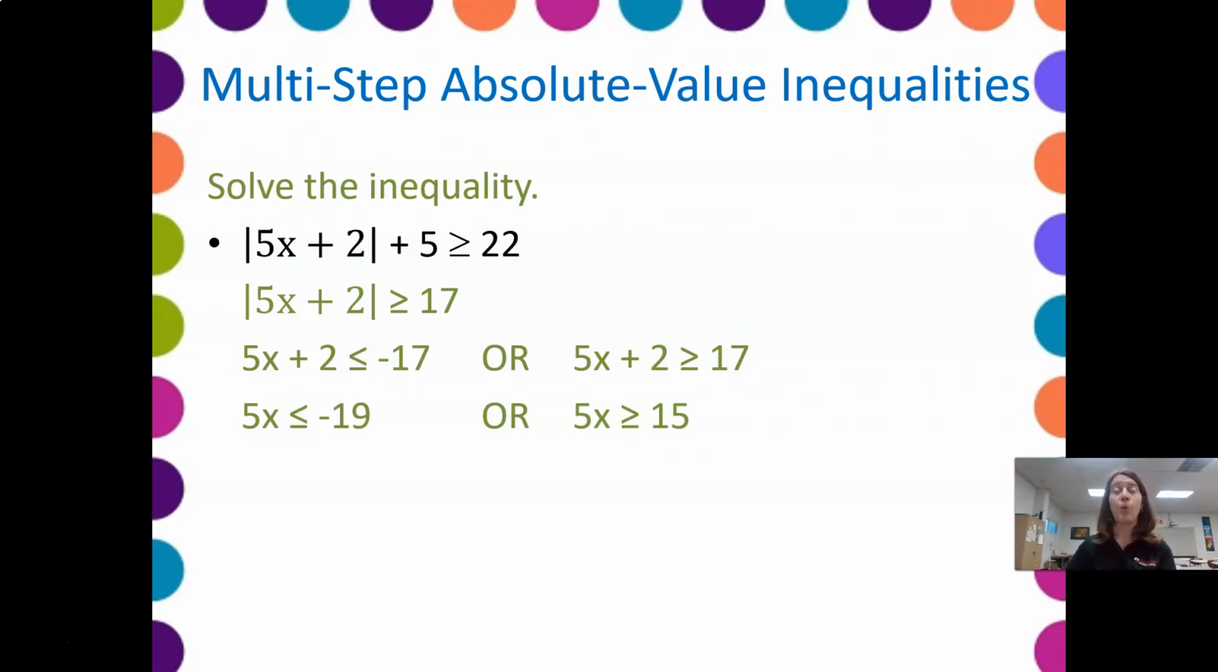Now on the first inequality, -19 divided by 5, well, that doesn't completely divide out. 19 and 5 don't have anything in common, so I'm going to leave it as a fraction. I'd like you to do the same as well. So x is less than or equal to -19 over 5, or what's my second possibility after I divide by 5? 15 divided by 5 is 3.